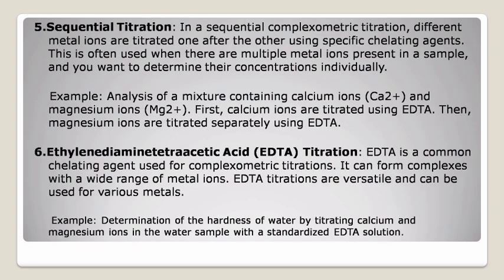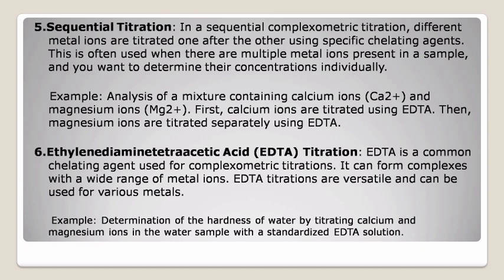Fifth, sequential titration. In a sequential complexometric titration, different metal ions are titrated one after the other using specific chelating agents. This is often used when there are multiple metal ions present in a sample, and you want to determine their concentrations individually. Example, analysis of a mixture containing calcium ions, Ca2+, and magnesium ions, Mg2+. First, calcium ions are titrated using EDTA.